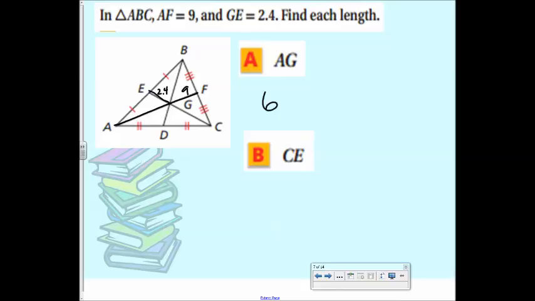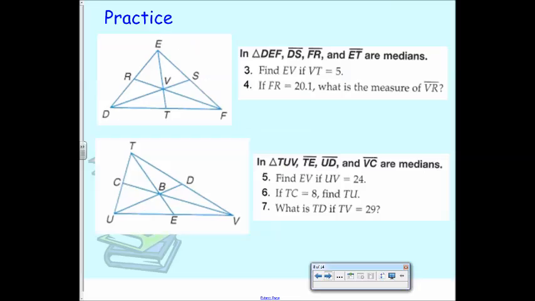If GE is 2.4, so GE right here is 2.4, how would you find the length of CE? Multiply by 2 would give you what? 4.8. What's 4.8? GC is 4.8, so then how would you find CE? Add them together, which would give you 7.2. Good. Okay, try these at your boards.